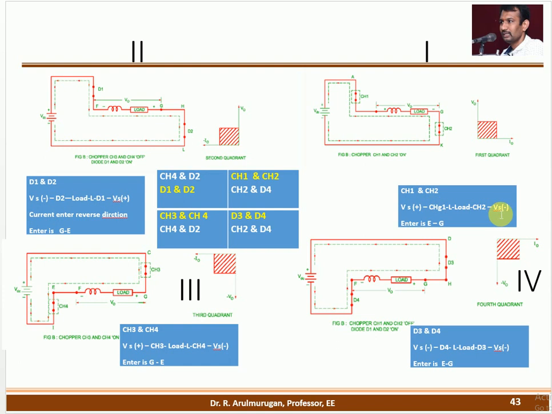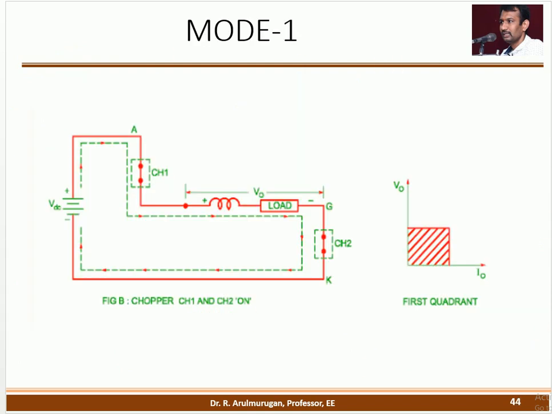So like about the write the path. So here, what about the path you are going to write? So load, from load to the D1 to the source to the D2 to the load. So this is about that 4 quadrant of operations. So you can see that one by one, a clear view.